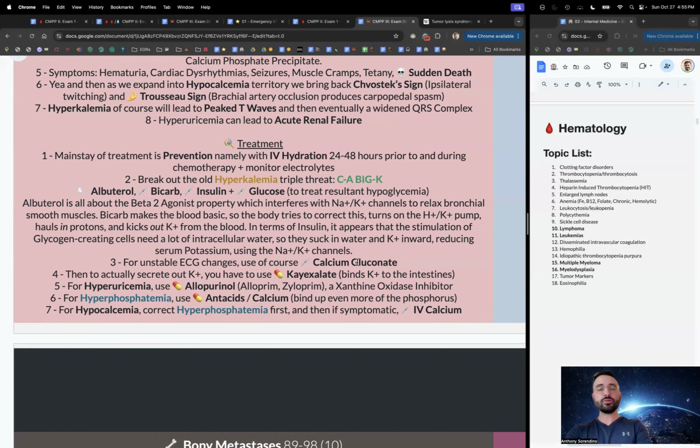So albuterol is all about the beta 2 agonist property, which interferes with the sodium potassium channels to relax bronchial smooth muscles. Bicarb makes the blood basic, so the body tries to correct this, turns on the hydrogen potassium pump, which is in the stomach, I believe, hauls in protons and kicks out potassium from the blood. In terms of insulin, it appears that the stimulation of glycogen, yeah, I Googled all this. Glycogen creating cells need a lot of intracellular water, so they suck in water and potassium inward, reducing serum potassium using that same channel. For unstable EKG, you want to use calcium gluconate. So when you start to see probably peaked T waves and symptomatic, but definitely sine waves, or a widened QRS, then to actually secrete out, you need to use Kayexalate or what's the other one? Lokelma.